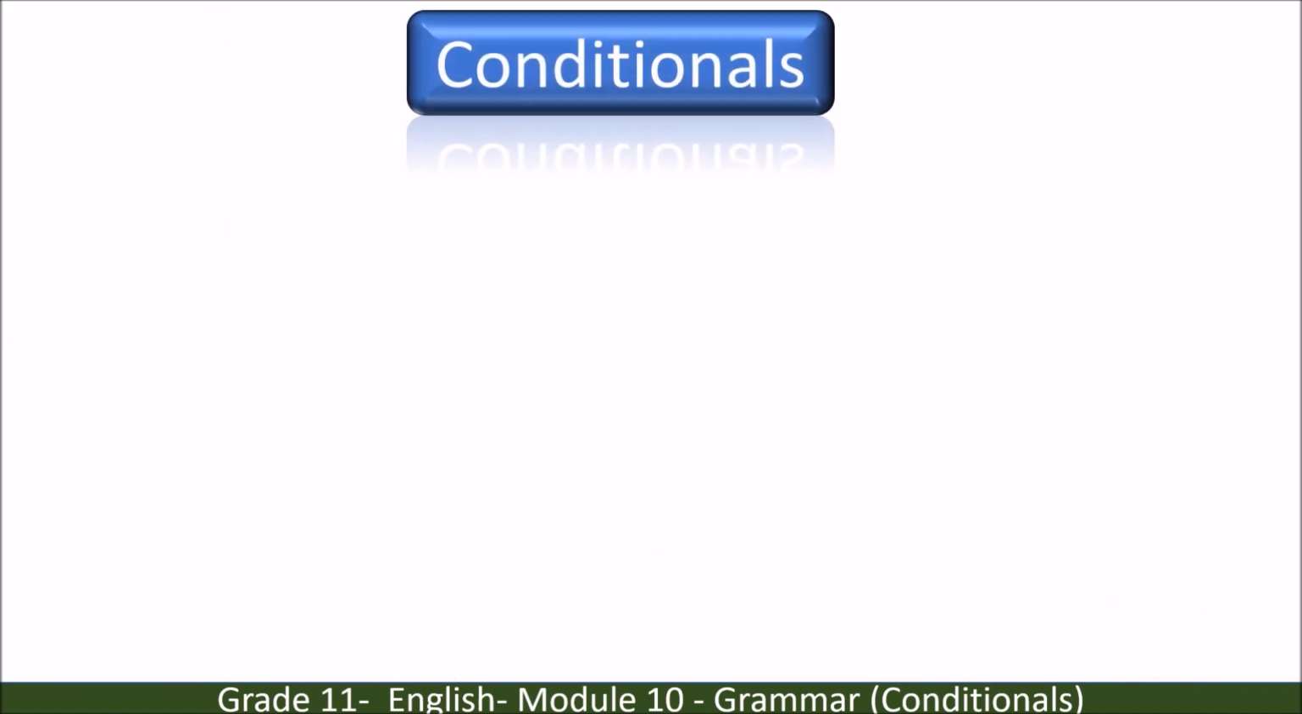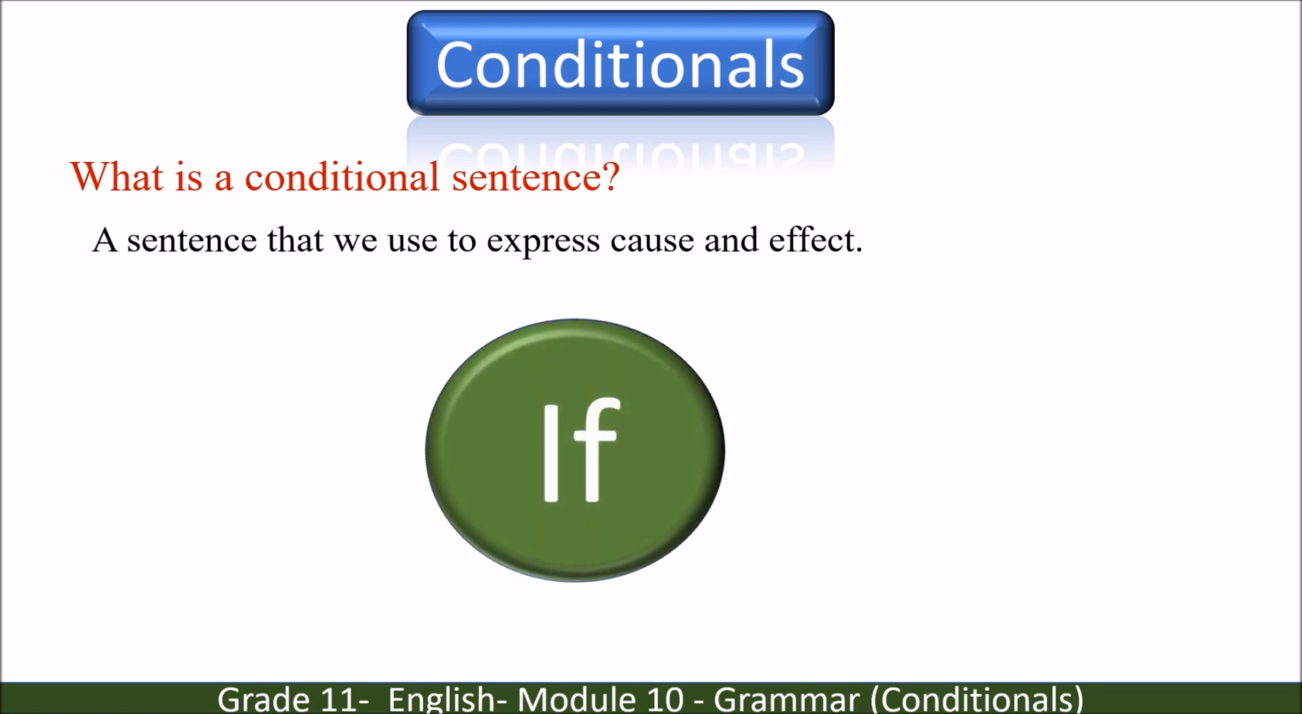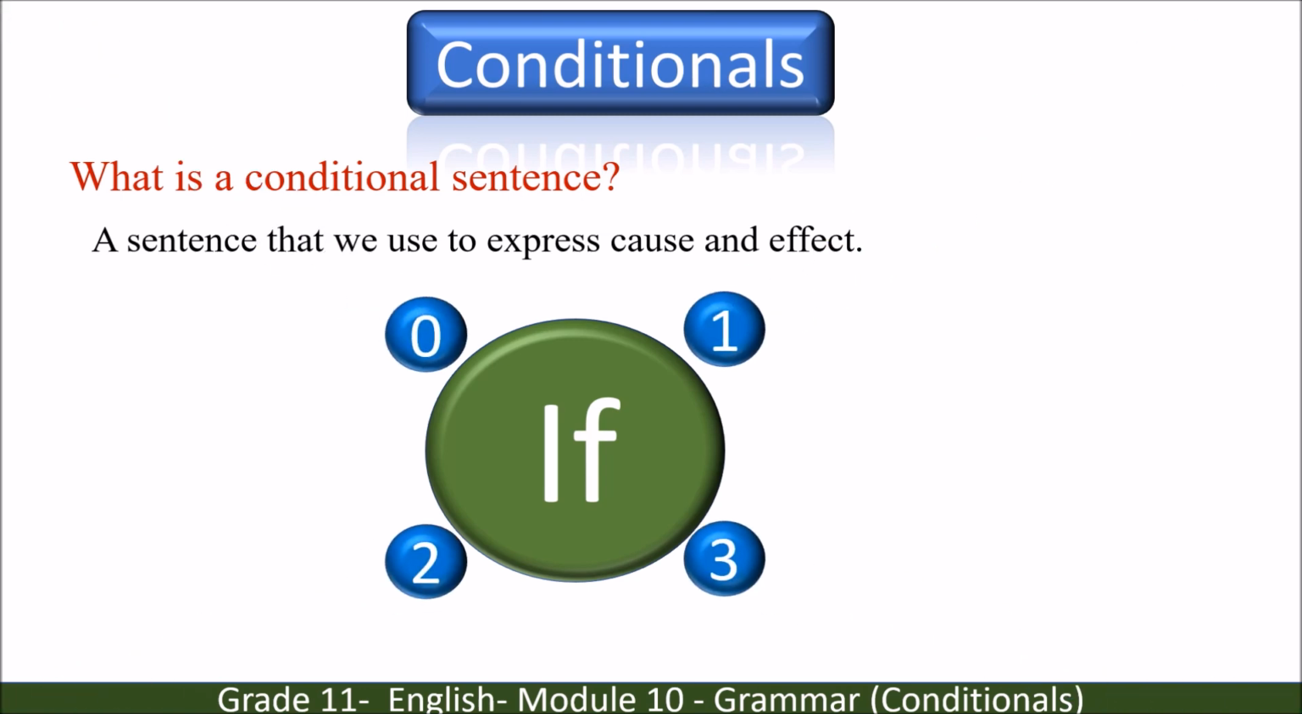So what's a conditional sentence? A conditional sentence is a sentence that we use to express cause and effect. To express cause and effect in a conditional clause, we use the word if. But there are many types of conditionals: zero, first, second, and third. Today, we're going to learn about zero, first, and second conditionals.